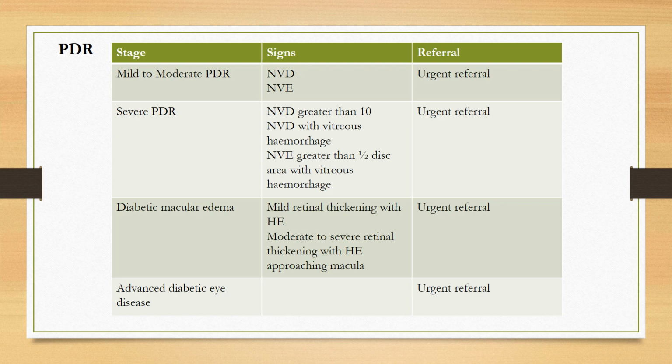But we have discussed mild to moderate. We'll discuss what is severe. In case of severe PDR, you will have neovascularization of the disc in a count of more than 10, and you will be able to see neovascularization of the disc with a vitreous hemorrhage. Then you will be able to see neovascularization elsewhere as well. So this is called proliferative diabetic retinopathy.